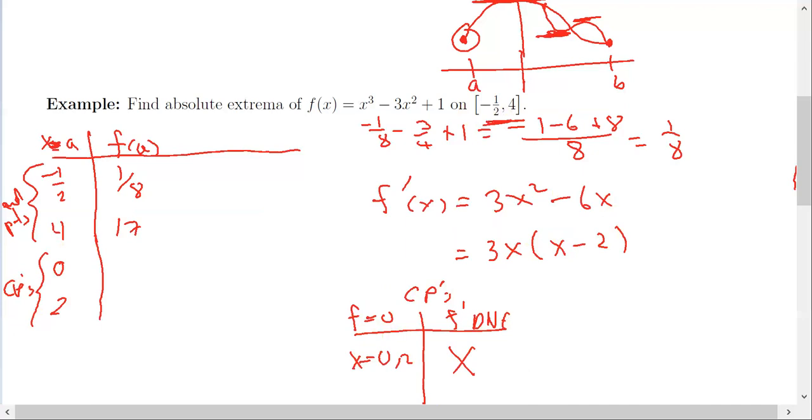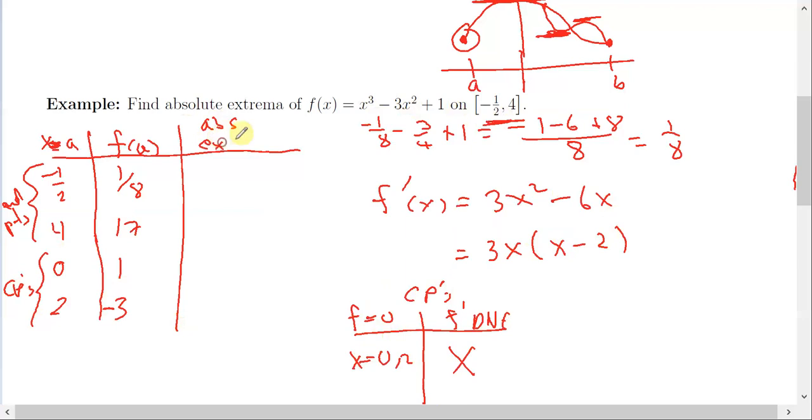I plug those back into my original function. 0 is easy enough. You can see that that's 1. 2 is not so bad. It's going to be 8 minus 12. That's a negative 4 plus 1. That's going to be 3. So I've got, it's negative 3, sorry. 8 minus 12 plus 1. So I've got my values, and now I'm just going to ask.